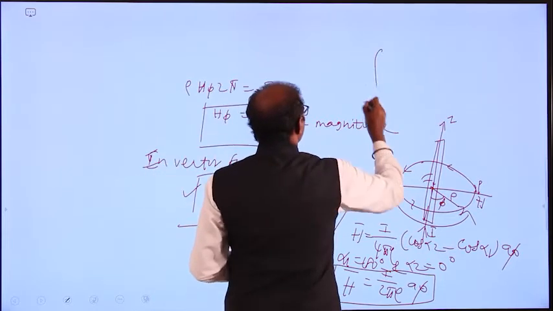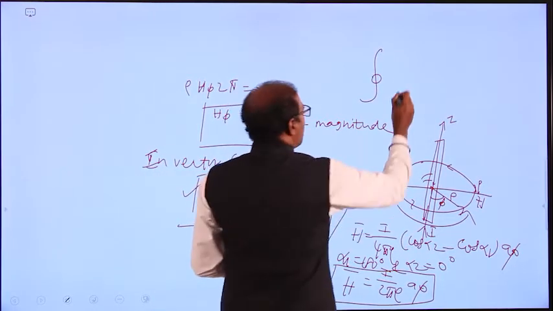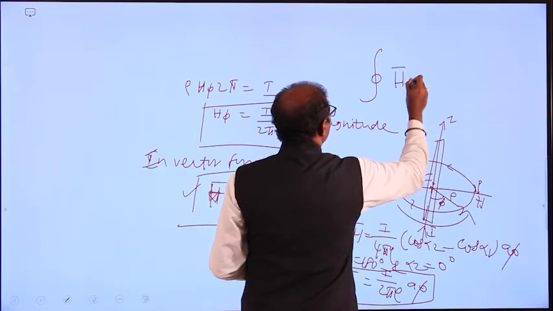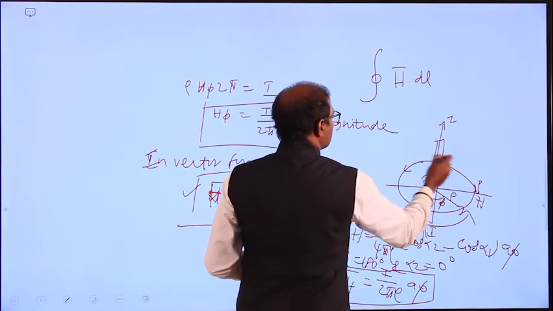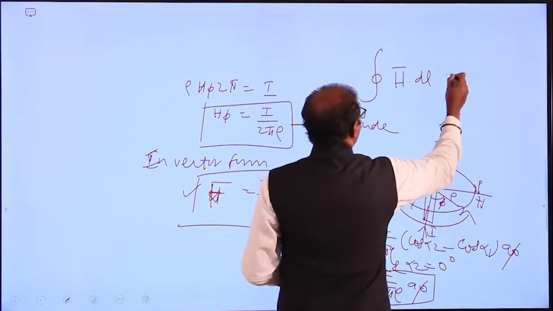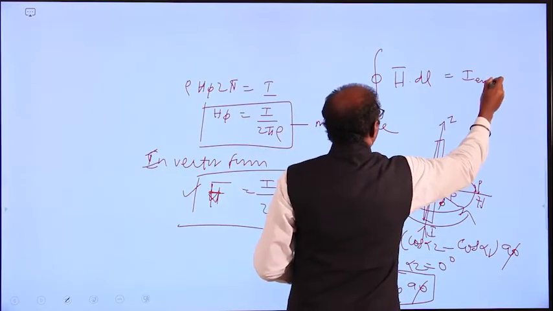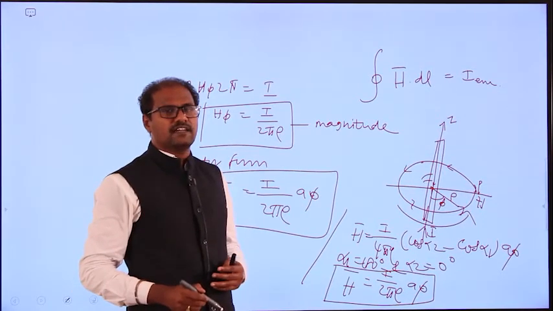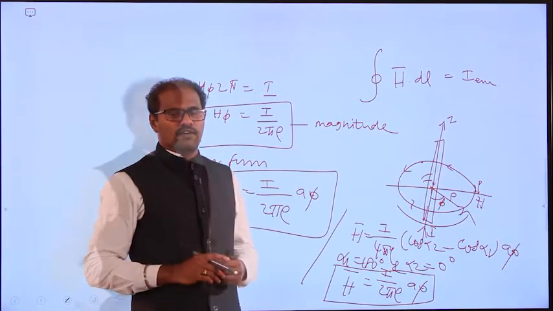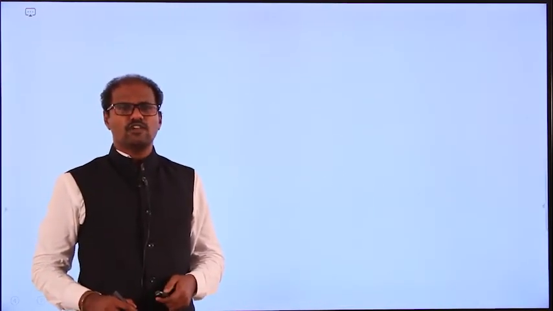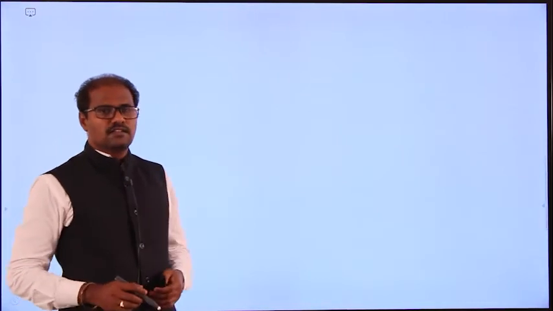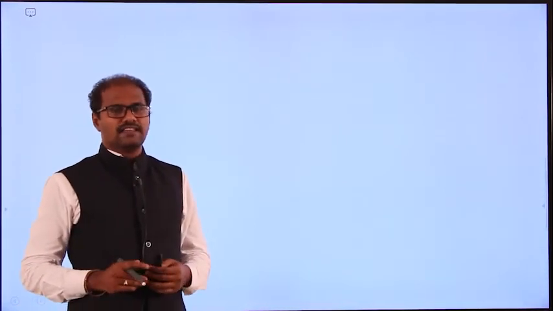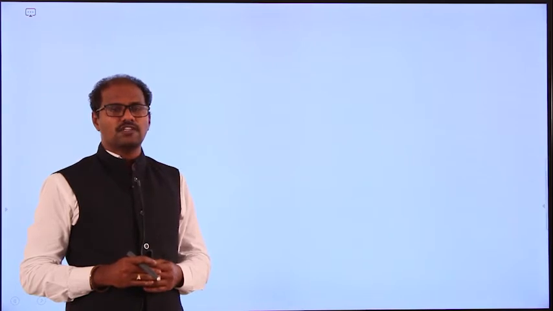In the closed path, the line integral of H will be equal to the amount of current. This is called Ampere's circuital law. The infinite line current topic is over. Now we will move on to the infinite sheet current. In the same manner as the infinite line current, we have to find out the magnetic field intensity H.